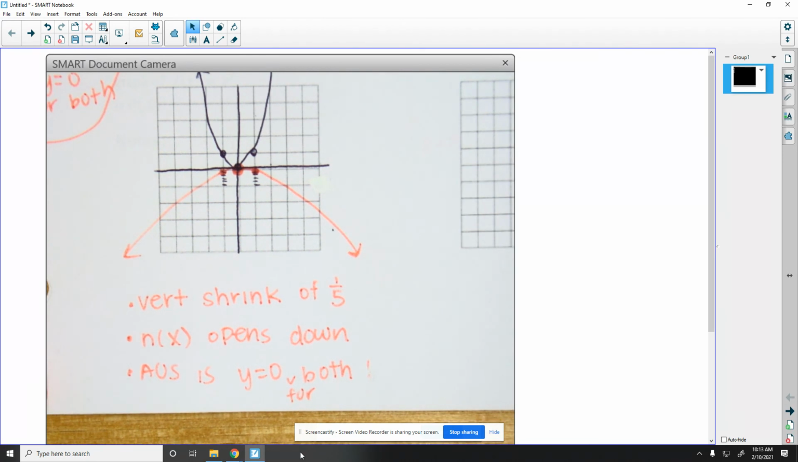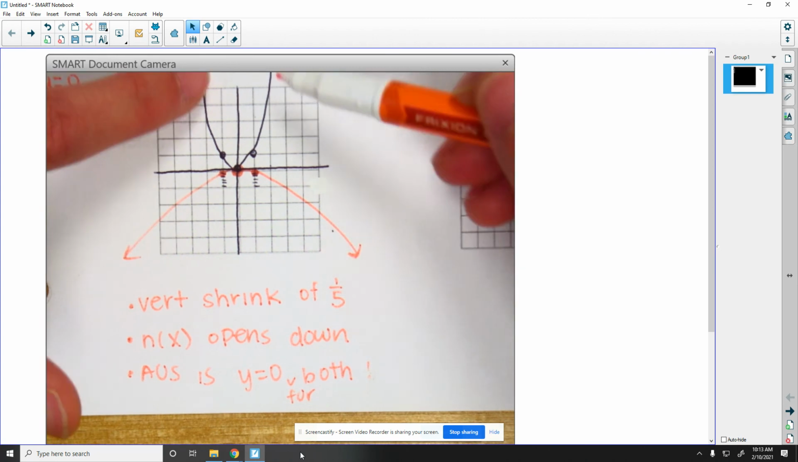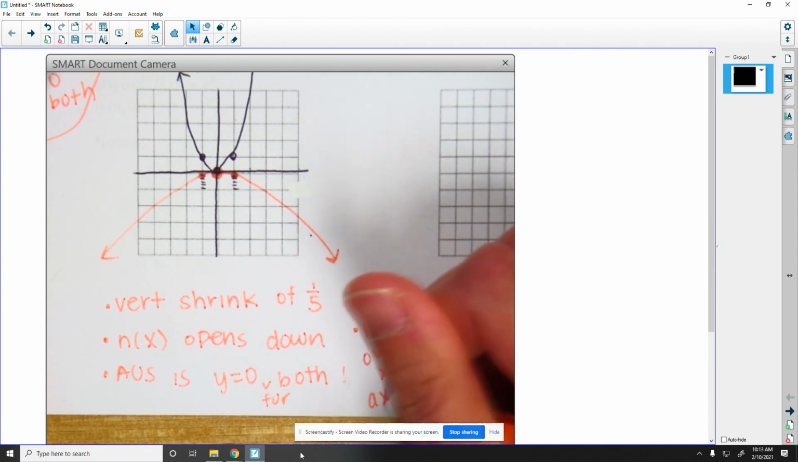And then the last thing we would talk about is if there was a reflection, we have to write there was a reflection. Was there a reflection? Yes, because I flipped it, right? It went from going up to going down. So I would say reflection over x-axis.